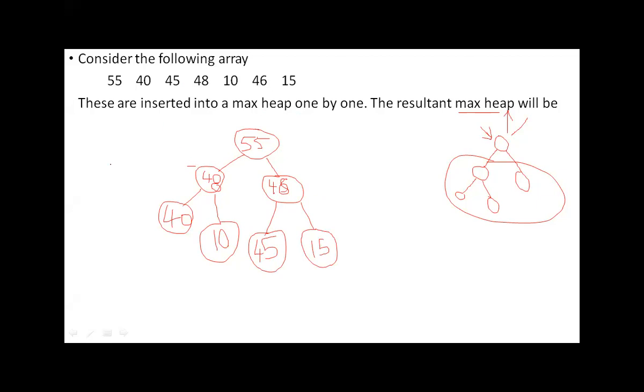Actually I have not included options. These kinds of tree structures will be given in the options, and you have to select the appropriate tree here. So this is called the max heap.